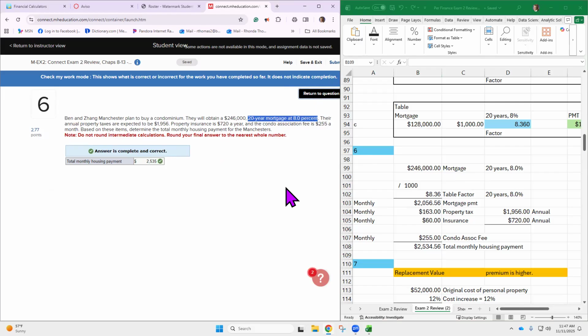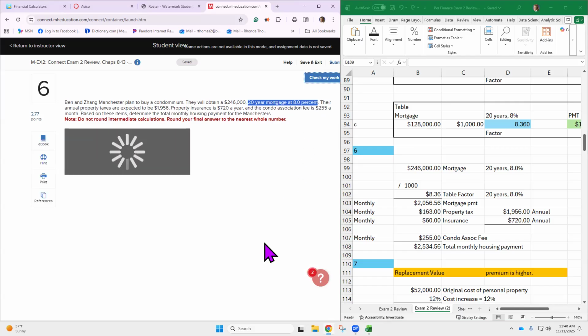I think the hardest part about this is solving for the monthly payment of the mortgage and then making sure the property tax and the insurance are divided by 12 to see what those come out to be monthly. Okay, so good job. All right, onward we go.